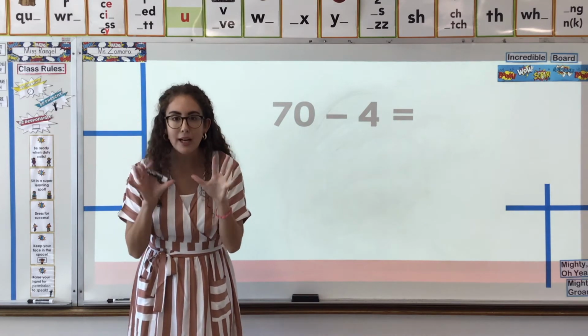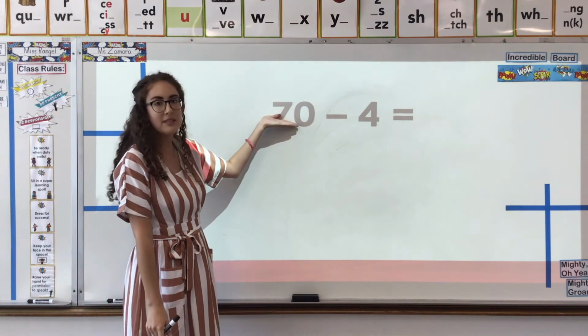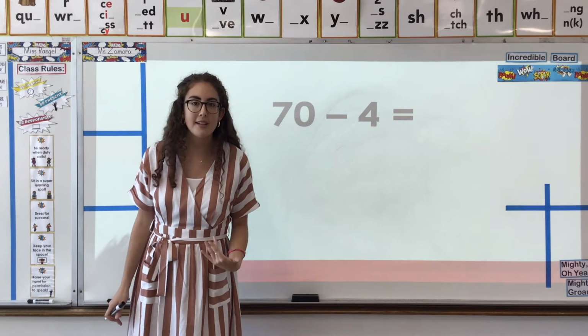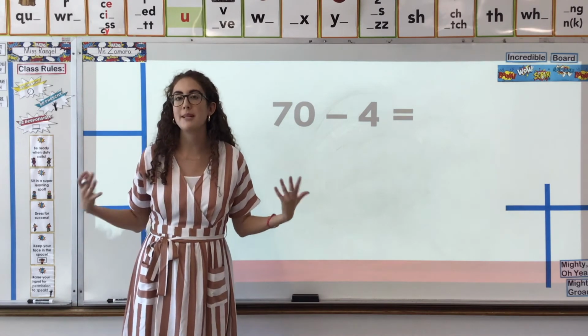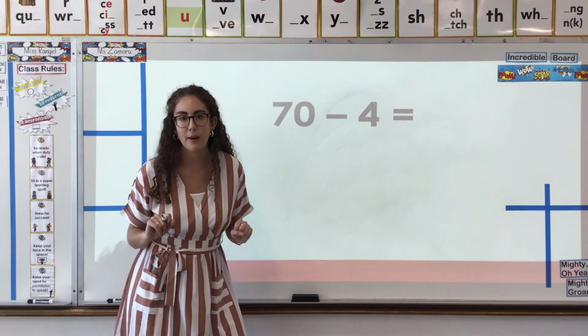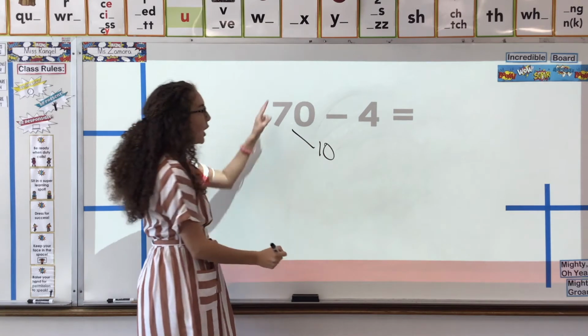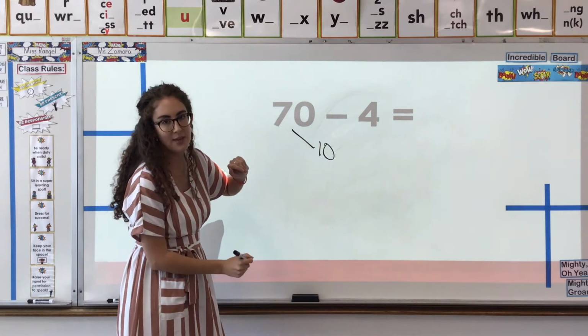We want to take from a 10. We don't want to take this 4 from this whole 70. To make it simpler for ourselves, we want to take from a 10. So what are we going to do? Where can we get a 10 from? From the 70. There are plenty of 10s within 70.